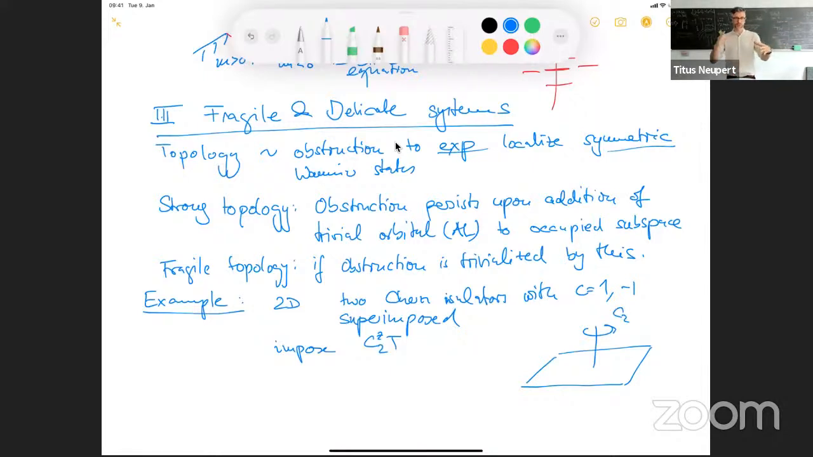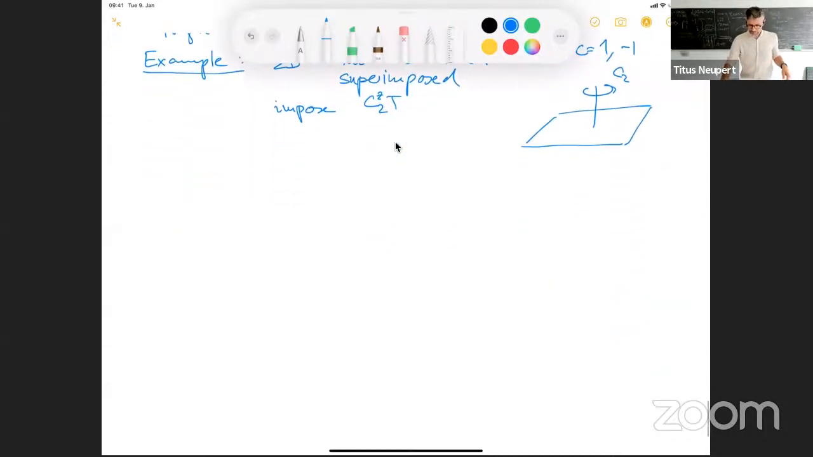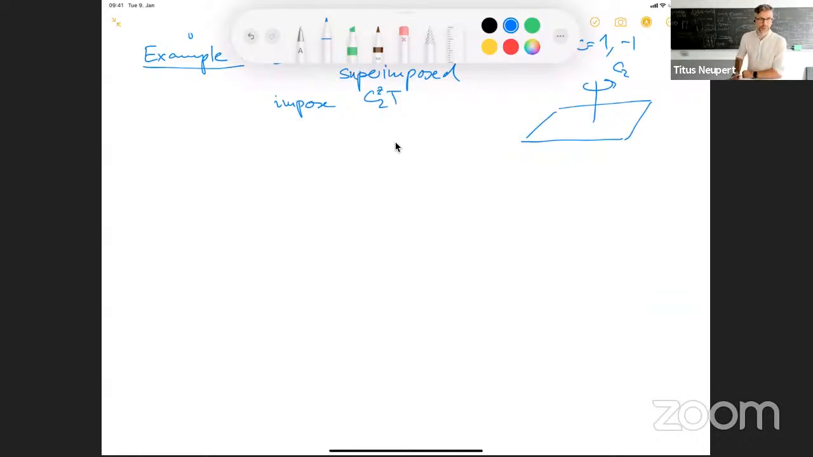So these Chern insulators are 2D systems. We have the C2 symmetry that rotates. So it's like inversion in 2D, roughly speaking. Okay, so what do we know about this example in terms of the band structure or the Wilson loop perspective?